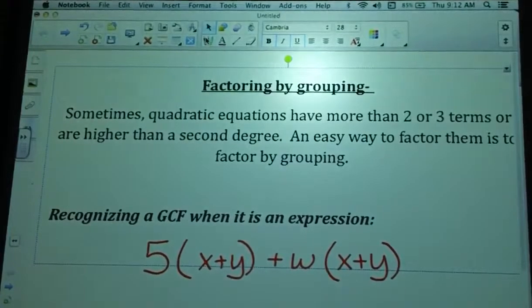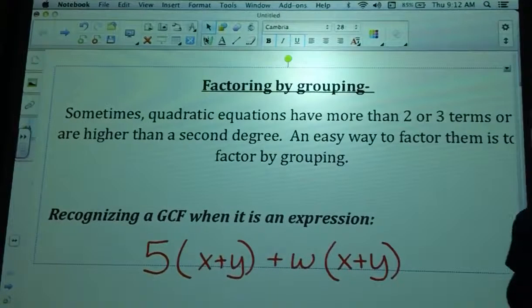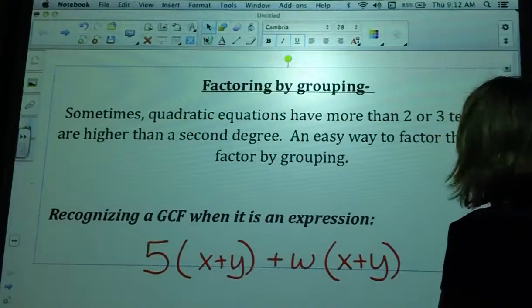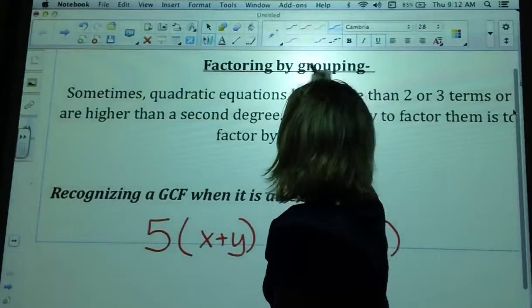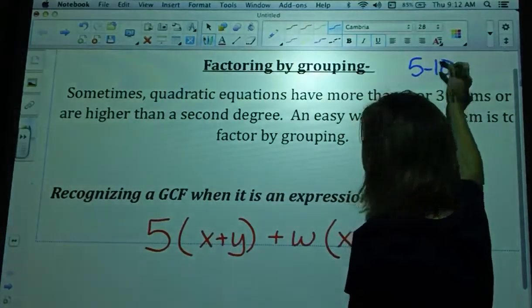Okay guys, so today we're going to be learning another way to factor. I know, we're getting so sick of this, right? Today we're going to be learning something called factoring by grouping. Factoring by grouping, section 510 in your Dolciani book.